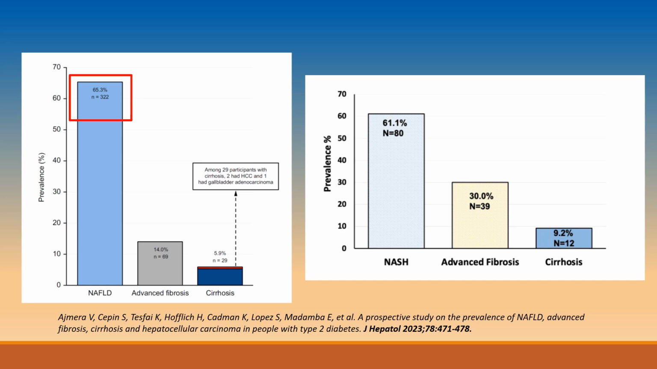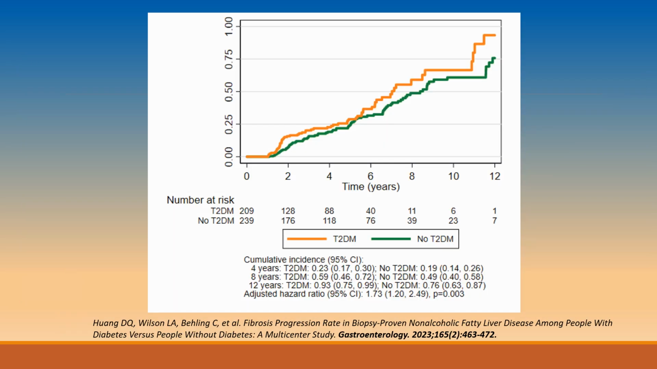And what is more alarming, however, is the number of patients with MASLD and advanced liver disease. It also appears that hepatic fibrosis progresses significantly faster in diabetic versus non-diabetic patients.